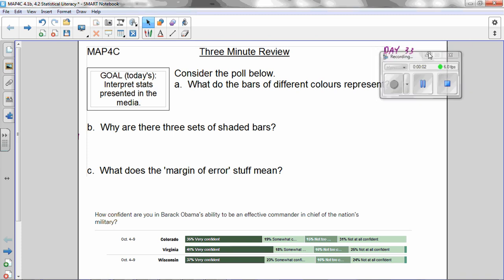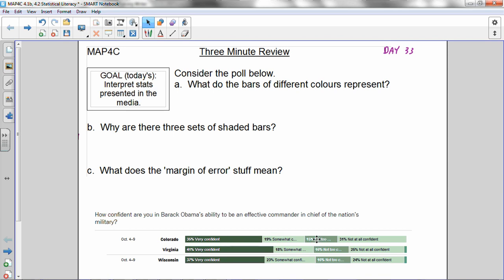Okay, this is MAP4C day 33. The goal of the 3-minute review is to get right into today's stuff, interpreting stats presented in the media, and there's a poll below here, and this says, what do the different colors represent?